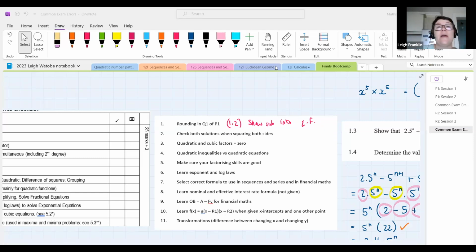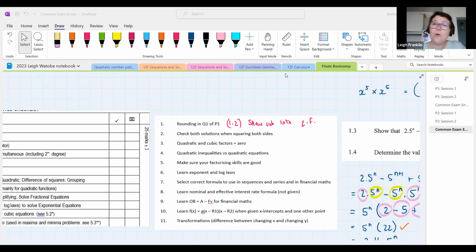Exactly. Even in trig, factorizing is everywhere, 100%. Especially when you're proving your identity or doing your general solution, you're going to be factorizing as well. Okay, so then I had said learn your exponent and log laws.